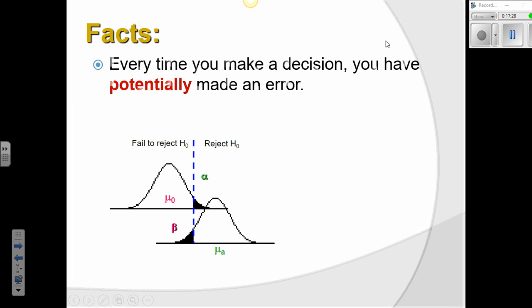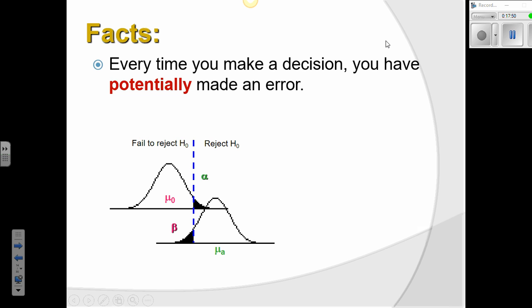All right, continue on. So every time you make a statistical decision, you could have possibly made a type 1 or type 2 error. Do you guys know what you did on your performance test? What did you do? Failed to reject, or reject? I got scared. Failed. So what type of error could you have made?